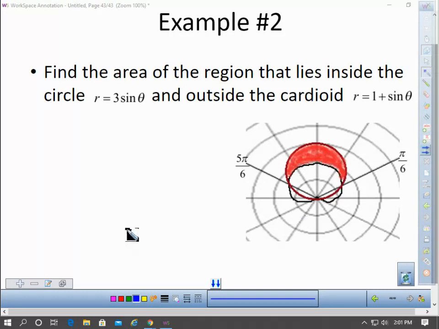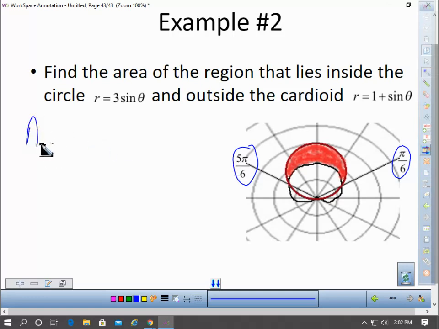In order to find the intersection points, we would set these equal to each other and solve. That's already been done for us. They intersect at pi over 6 and 5 pi over 6. So right now, I'm giving you a little bit of a break from having to do that. Just getting you to do the area.